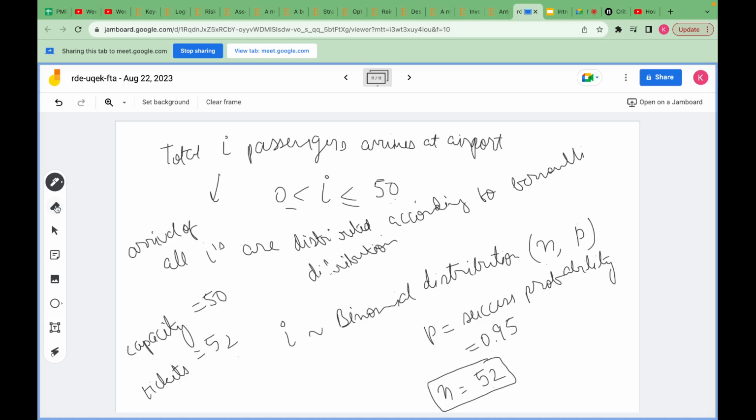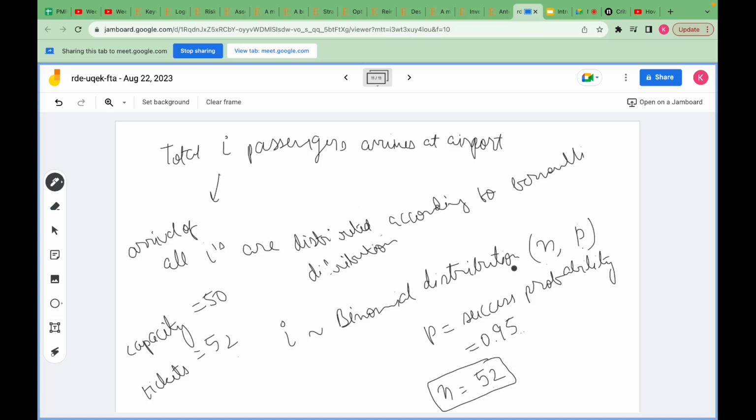So I is the total number of passengers who will arrive at the airport, and all the i's are distributed according to Bernoulli distribution with success probability p equals 0.95. Now the sum of all these is binomially distributed, where n is 52 and p is the success probability, which is 0.95.